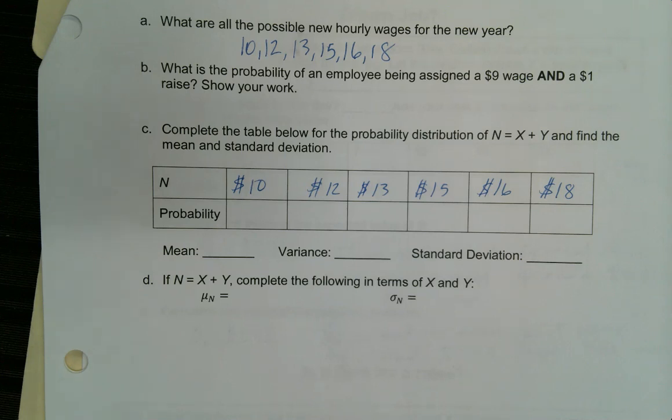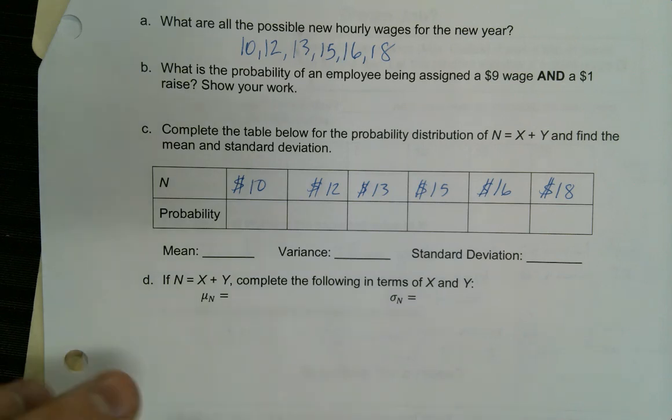Now, letter B. Going back to chapter 5, I bolded it intentionally to try to remind you. What is the probability that you got $9 an hour originally and you got a $1 raise? How do we find that probability? We multiply them. Why do we multiply? Because it's the general multiplication rule, right? This event and this event. Probability of A and B.